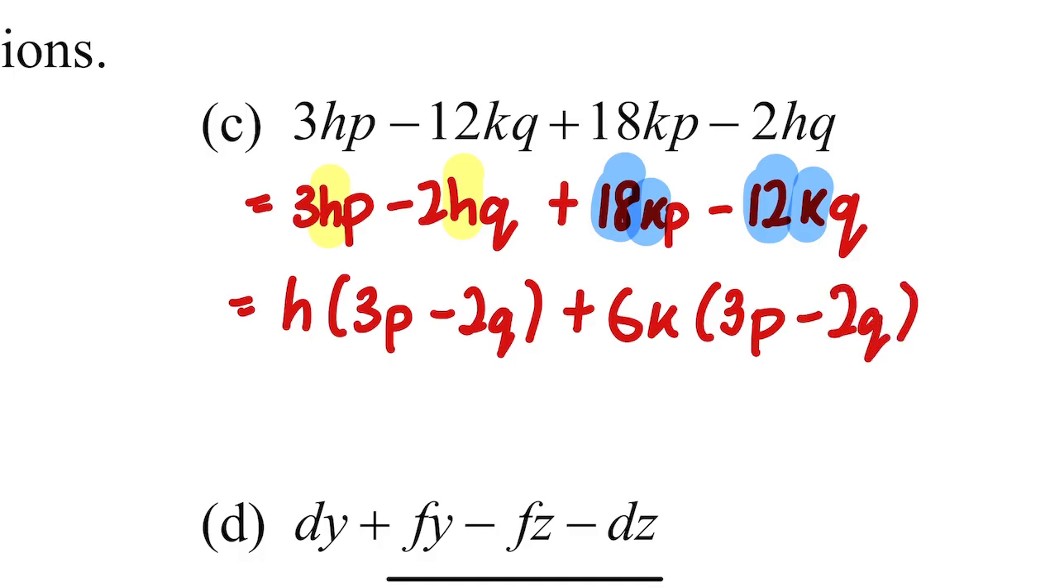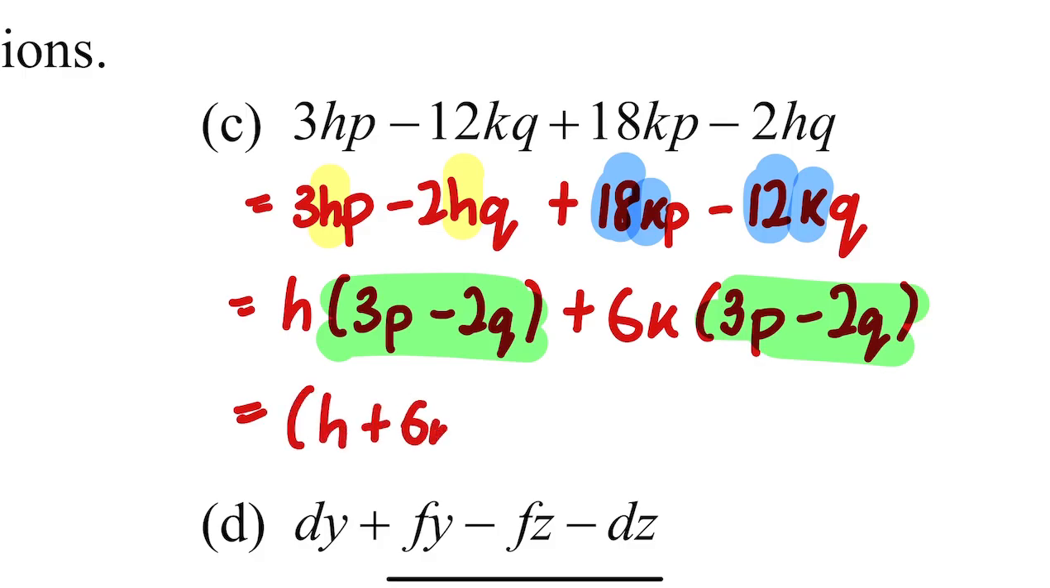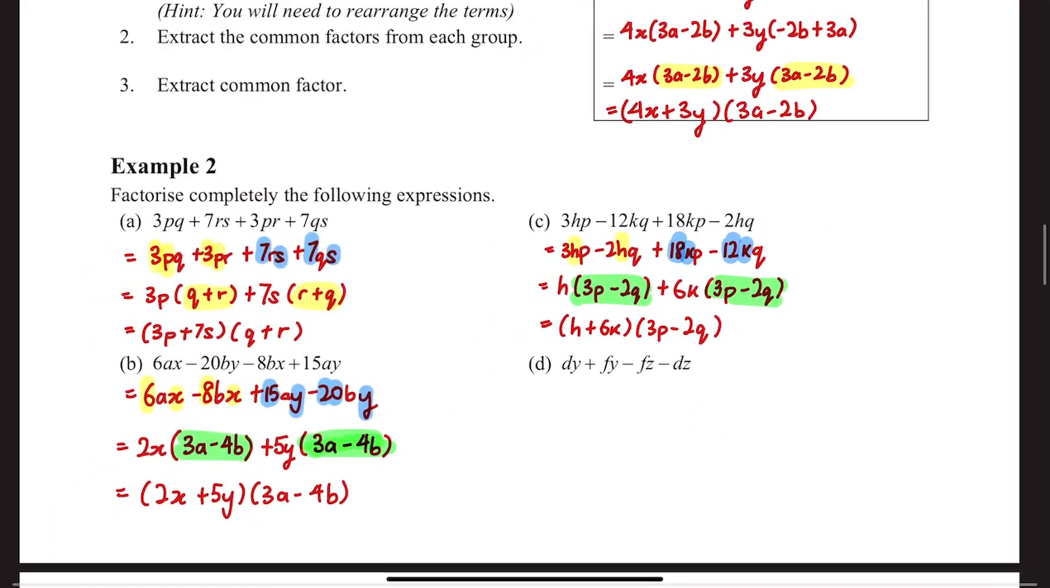Then now I check. Are these factors the same? 3P minus 2Q, 3P minus 2Q. So that means I have H groups of 3P minus 2Q plus 6K groups of 3P minus 2Q. I can combine them together to become H plus 6K times 3P minus 2Q. Okay, this is for example 2C.